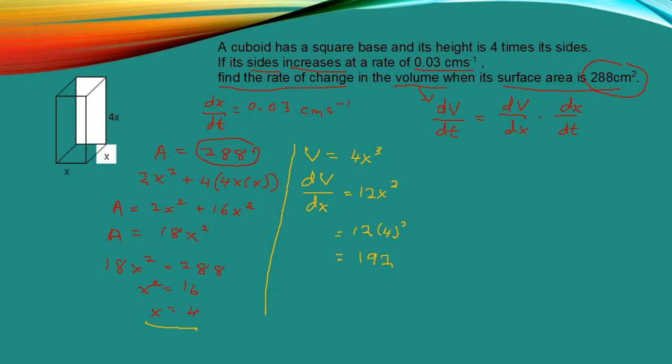So dV over dx is equal to 192. Then substitute into our formula dV over dt equals dV over dx multiplied by dx over dt, 192 multiplied by 0.03. Then we get the answer is 5.72. So this is the change of volume. Just now our unit is cm, so the unit for volume must be cm cubed second negative 1.